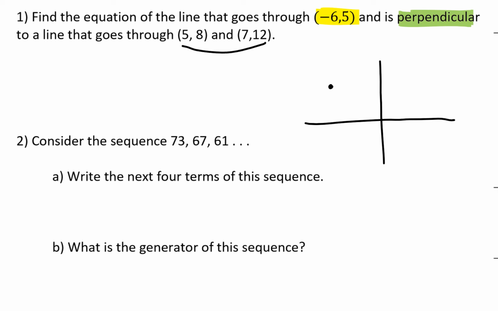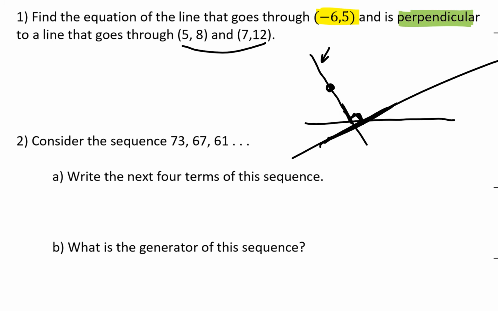But let's say, for example, this line was like this. Well, I know that I need to be finding the line that will make a perfect right angle with this line. So this is the line, and this would be the line that I'm trying to find. So it has two properties. It goes through a particular point, and it's perpendicular. It makes a right angle with another line that's described in this problem.